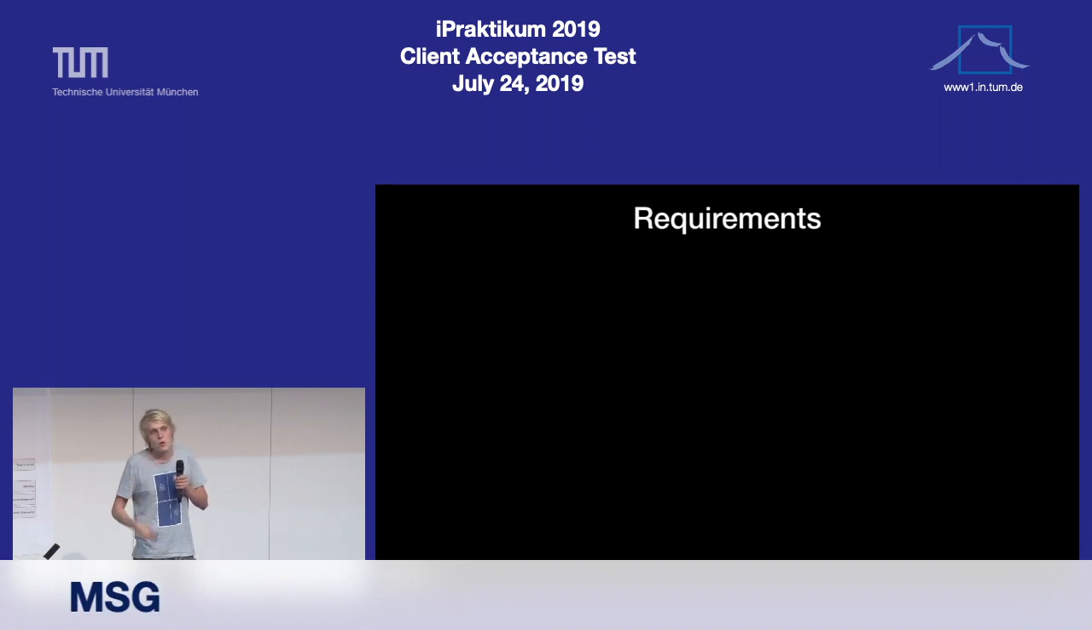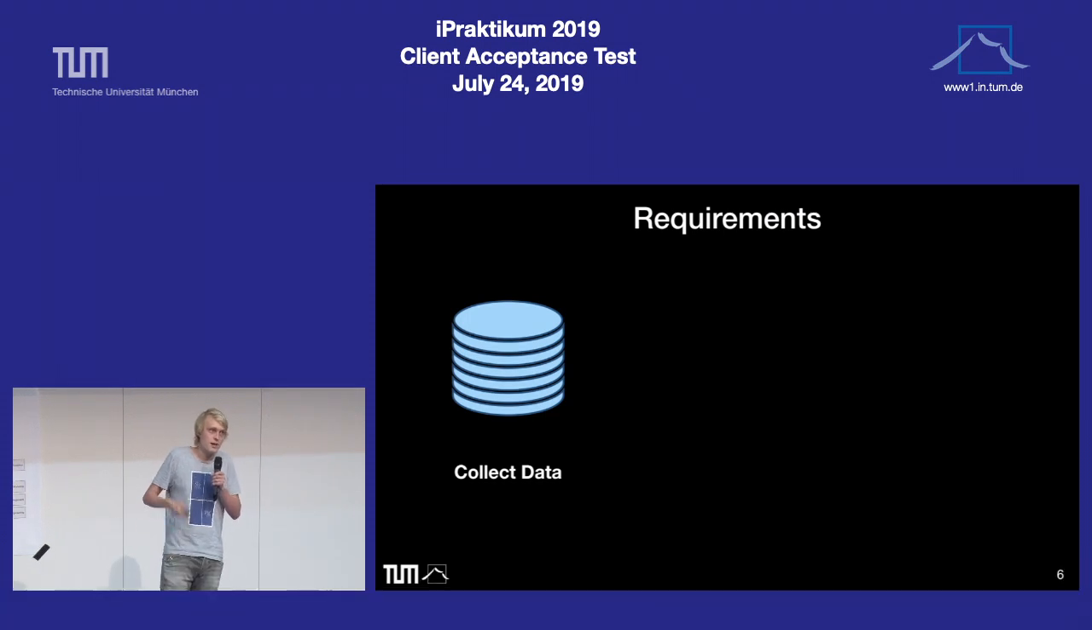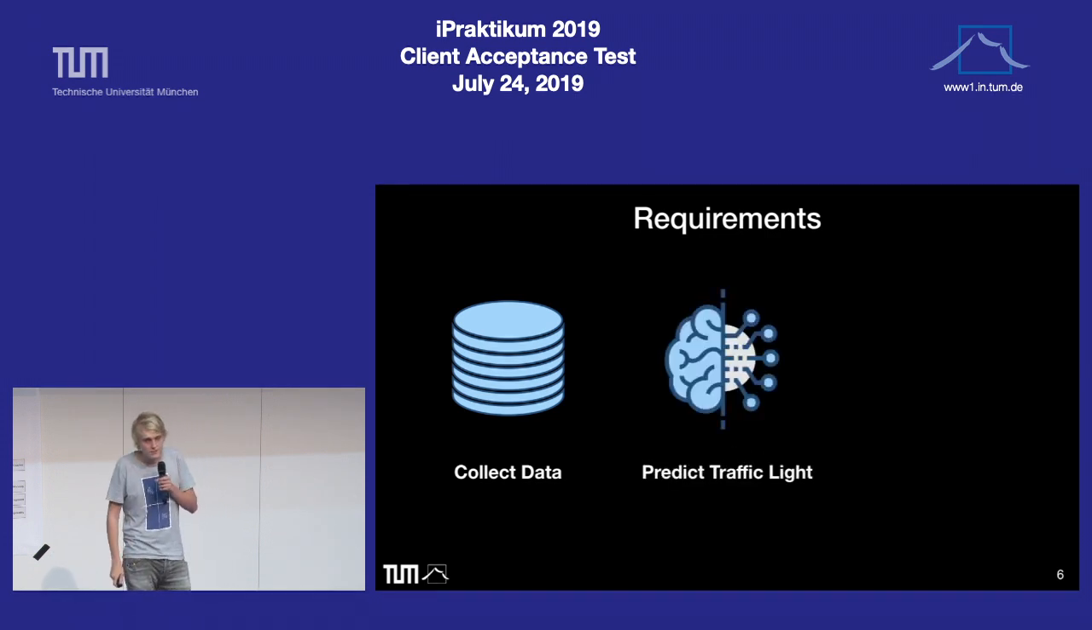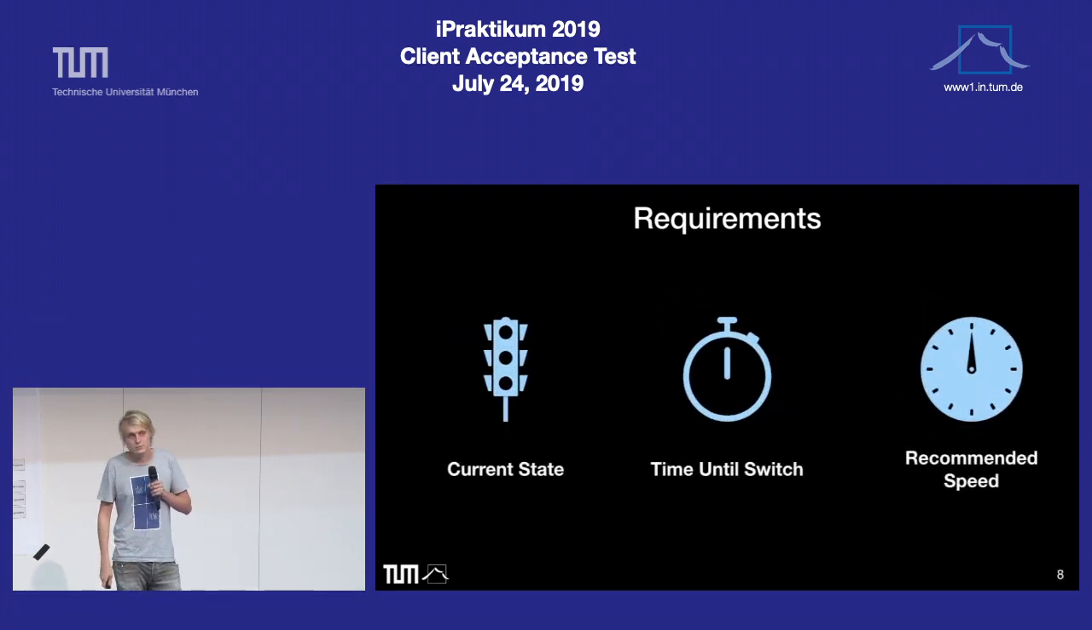So let me start with what the app should be capable of. First, it has to collect data. This data collection should happen in the background with no input needed by the driver. Based on this data, the traffic light state and the phases should be predicted. And of course, this information has to be displayed somehow to the driver. To not distract from driving, the UI has to be as unobtrusive as possible, and everything should be easily recognizable on a quick glance.